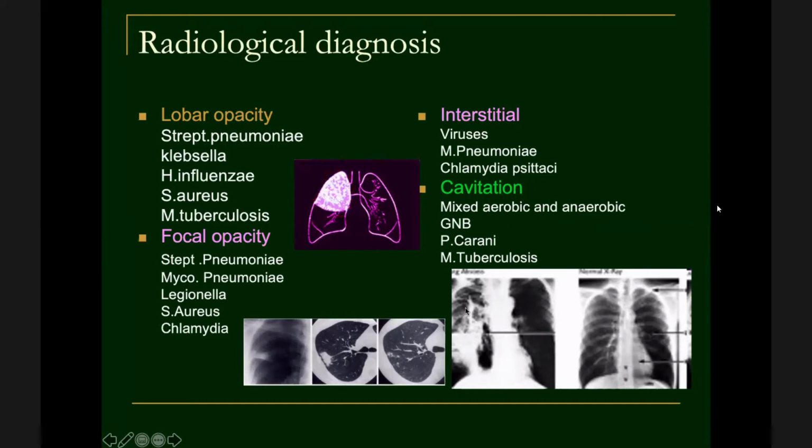And if you are finding cavitations, so a cavity is there, then we have to think about mixed aerobic and anaerobic gram-negative bacilli, Pneumocystis carinii, and Mycobacterium tuberculosis. Mycobacterium tuberculosis is more common in our case if there is a cavitation.